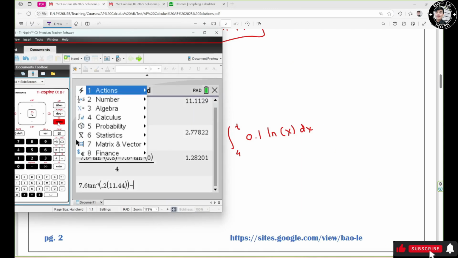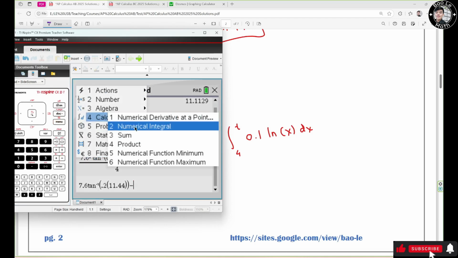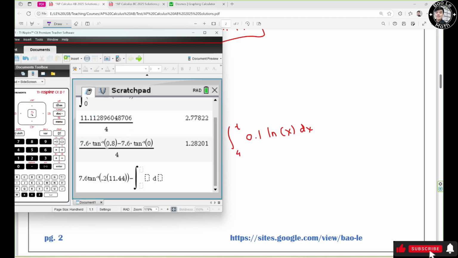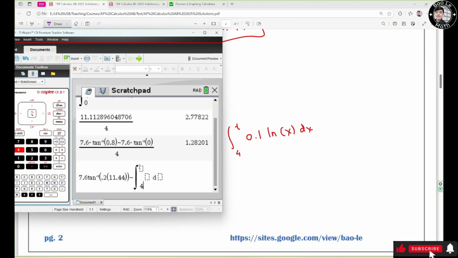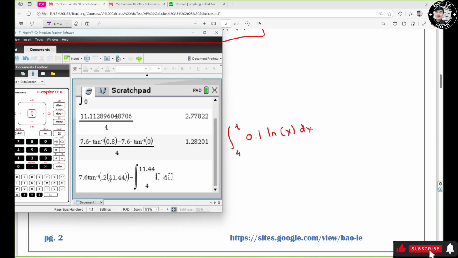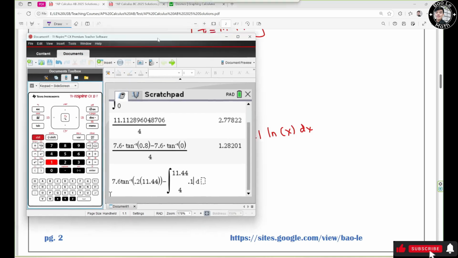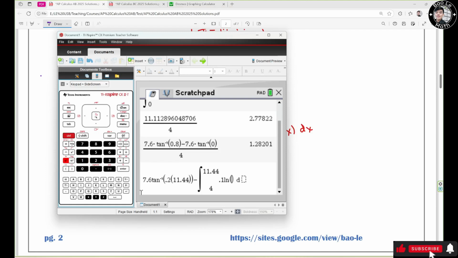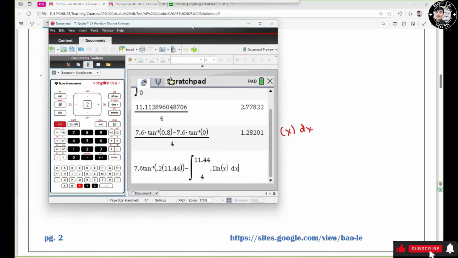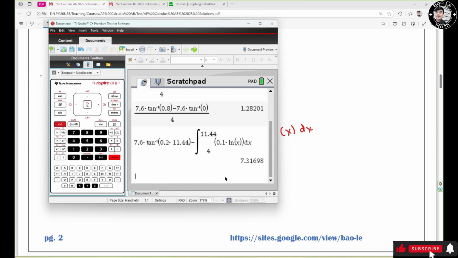So I hit menu, calculus, numerical integral. Now I'm going to hit 4 to 11.44. The integral of 0.1 natural log of s ds. Alright, so I just hit enter. The answer is 7.316, right?